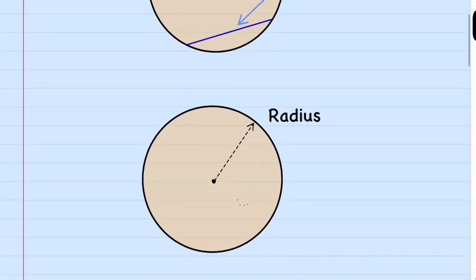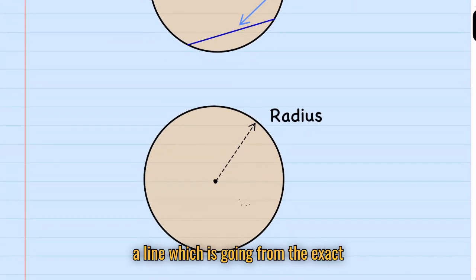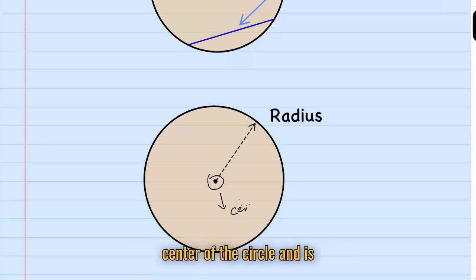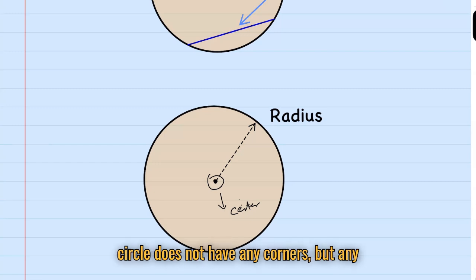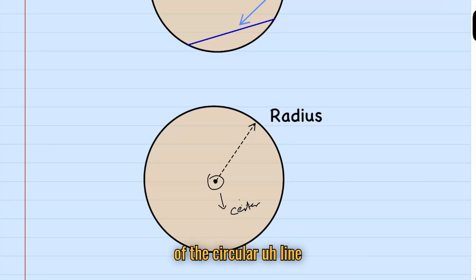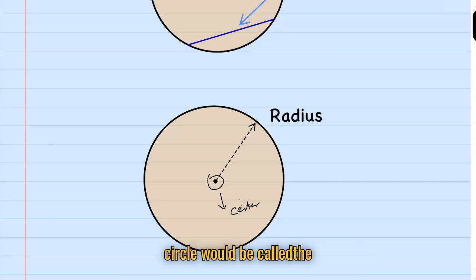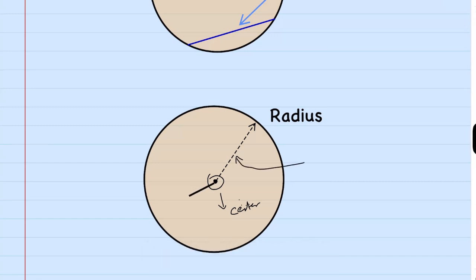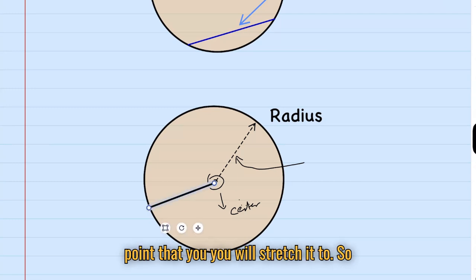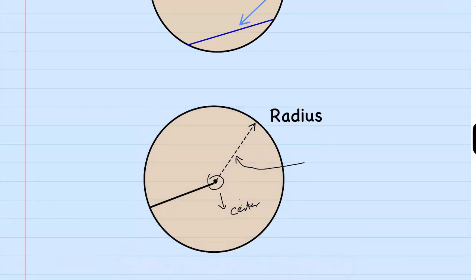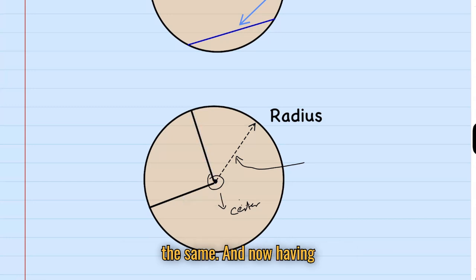Likewise, a line which is going from the exact center of the circle and is going to any end of the circle, or touching any of the corners. Actually, a circle does not have any corners, but any point on the circular line outside which marks the boundary of the circle, that line would be called the radius. The property of the radius is that it's going to be equal in length from the center of the circle to any point that you stretch it to. So the length of this line would always stay the same.